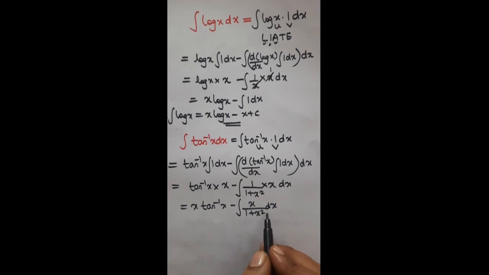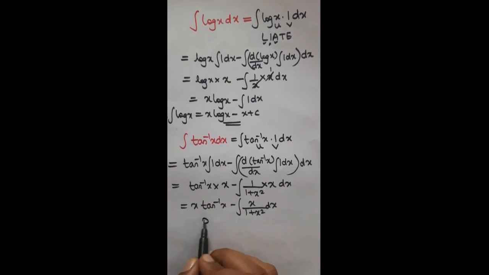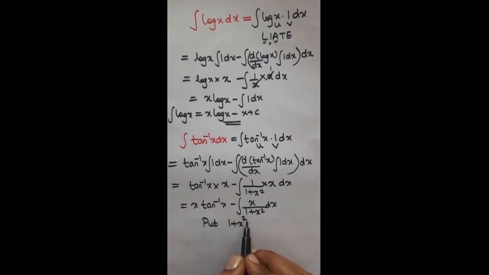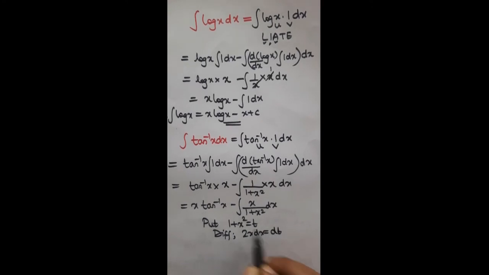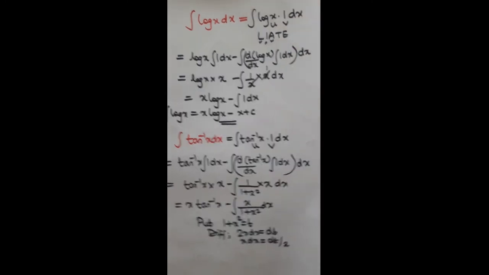How do we solve this? By substitution method, which we have done in the previous video. Put the denominator as some variable t, differentiate both sides, you get 2x dx is equal to dt, but only x dx is in the numerator. So I will take 2 on the other side. x dx will be dt upon 2.